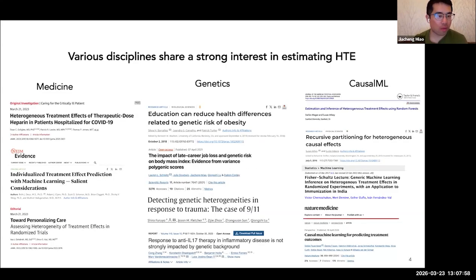And this is actually a very hot topic across multiple disciplines. For example, in medicine, people are really curious about heterogeneous treatment effects. Also in genetics, people are very curious about what they typically call gene-environment interactions, to see whether genetics will modify the policy effects or some treatment effects. And from the methods people, that is from causal inference or machine learning, they also develop a lot of statistical, machine learning, and AI methods to help us understand and identify this heterogeneous treatment effect.